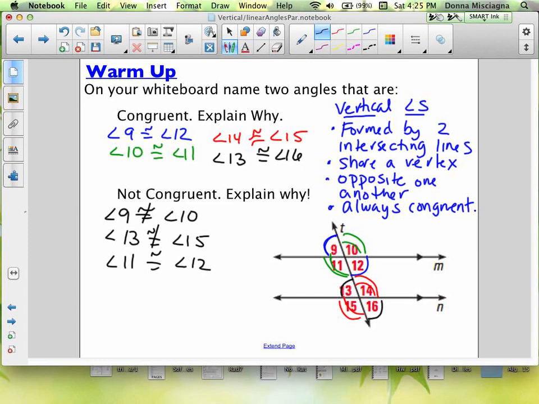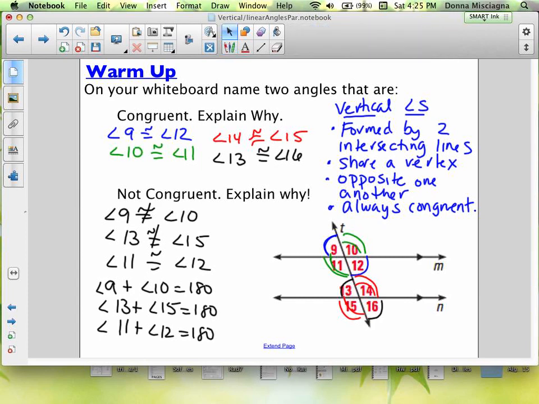What is true, angle 9 plus angle 10, angle 13 plus angle 15, angle 11 plus angle 12, they all add to 180 degrees. Those angles are linear pair angles.